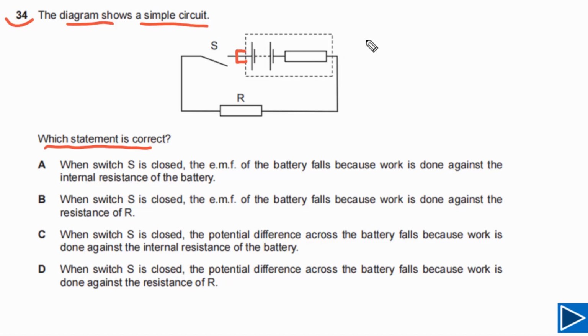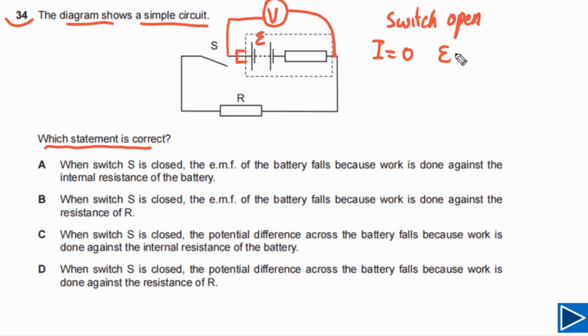We will discuss case 1 when the switch is open. So simply I will write down here. First of all, when the switch is open, there is no current in the circuit. As there is no current in the circuit, if we connect a voltmeter at this point across the terminals of the power supply, the reading on the voltmeter will be equal to the terminal potential difference.